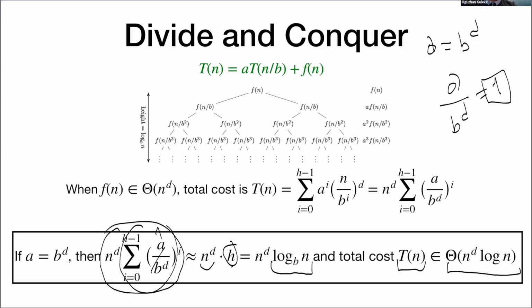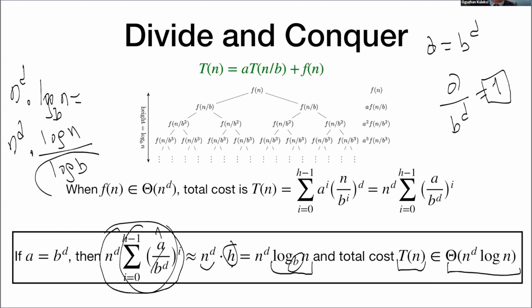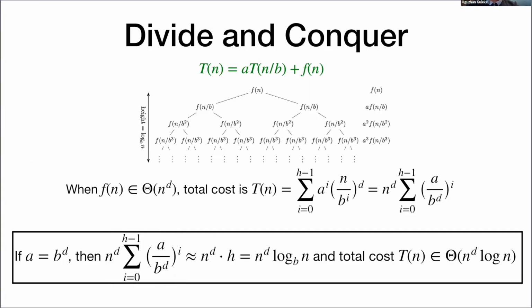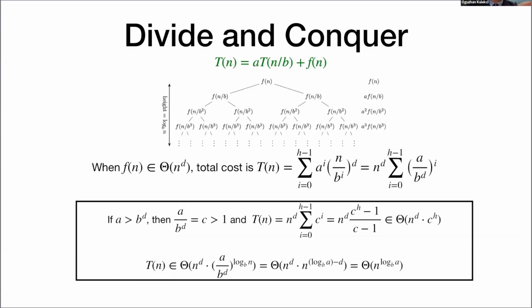So you might be curious where this b is. Actually, you remember the asymptotic notation. So n to the d times log base b of n is equal to n to the power of d times log n divided by log b. So log b is a constant, no need to worry about it. So that makes n to the d times log n. Okay, so that was the second case.